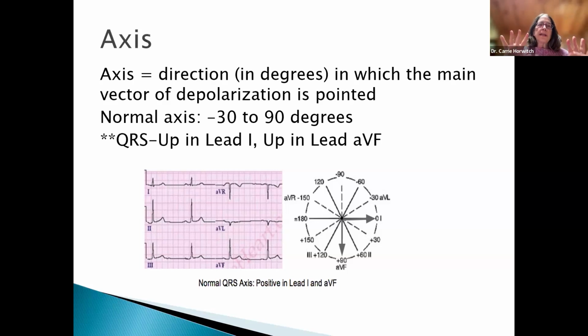When we say it's a normal axis, and if you look at that little wheel, it's between minus 30 and 90 degrees. I think the quick way to know whether it is a normal axis or not is to look at the QRS in lead 1 and lead AVF. If the QRS is up in both, that's normal axis. Call it a thumbs up. So QRS in lead 1 is up, QRS in AVF is up: normal axis. That's your quick way to do that.